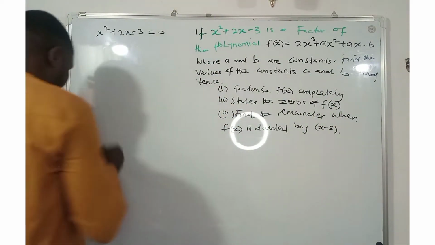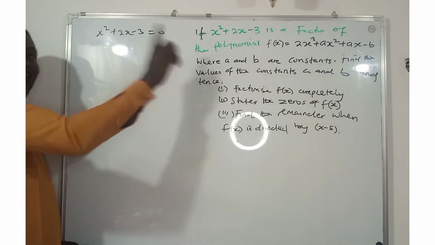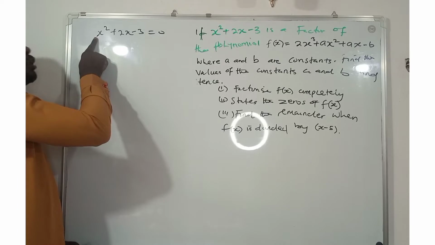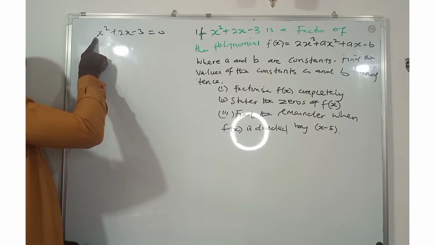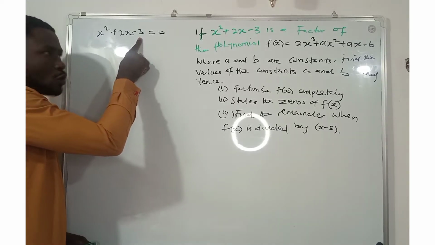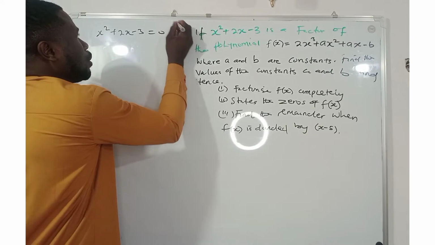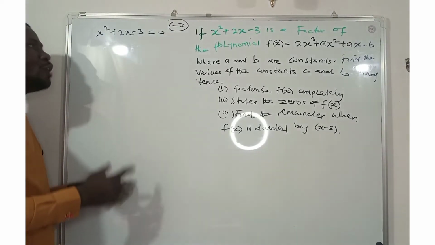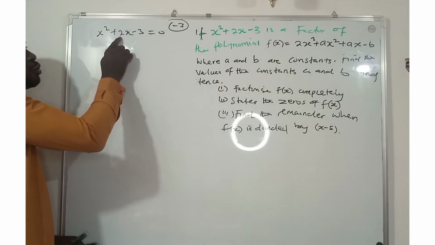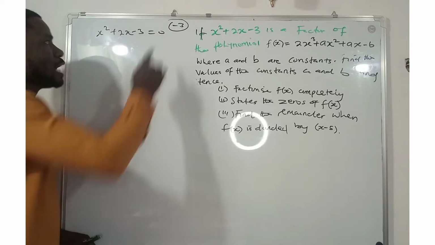If I'm to factorize this, the first thing I have to do is ask myself, what is the number that stands in front of x squared? You will agree with me that it is 1. I will say 1 times minus 3, where minus 3 is the constant, and of course the answer is minus 3. I will now look for two numbers such that when I add them together, I have 2, and if I multiply them, I have minus 3.